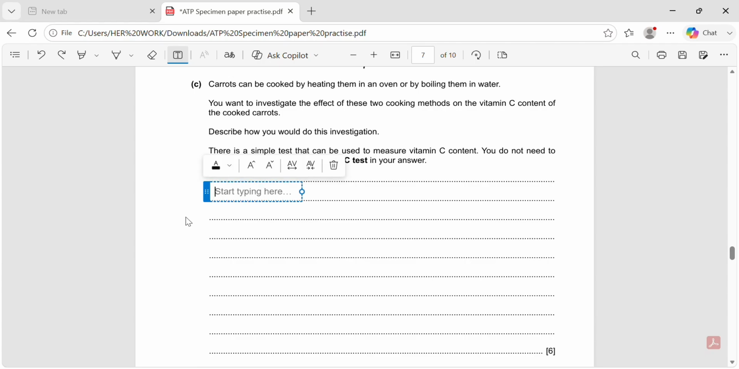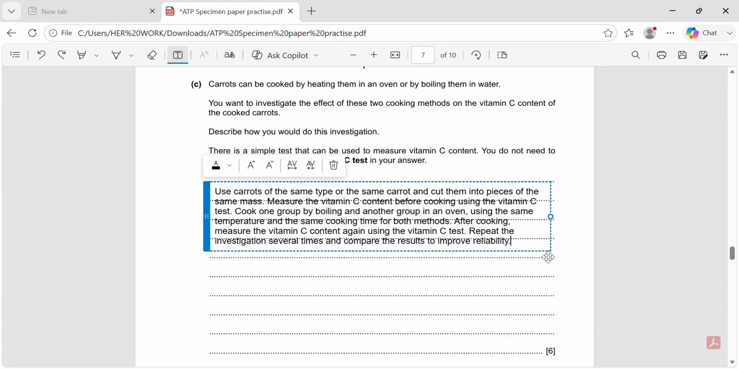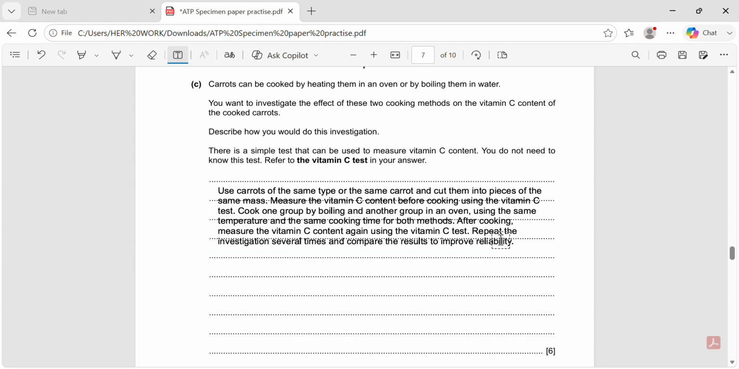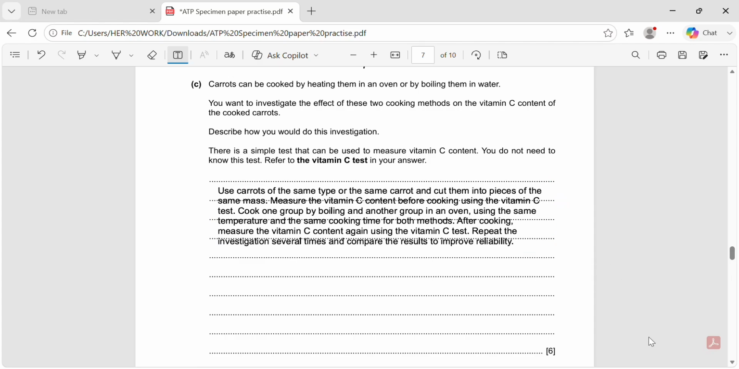So the answer we write is, use carrots of the same type or the same carrot and cut them into pieces of the same mass. Measure the vitamin C content before cooking using the vitamin C test. Cook one group by boiling and another group in an oven, using the same temperature and the same cooking time for both methods. After cooking, measure the vitamin C content again using the vitamin C test. Repeat the investigation several times and compare the results to improve reliability.